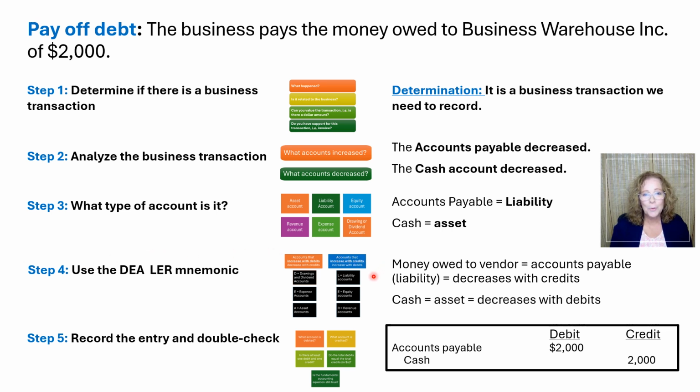Are you ready for step 5 to record the entry? We debit the accounts payable account for $2,000 and we credit cash for $2,000. And we can double check our work. Did we debit and credit an account? Yes. Do the total debits equal the total credits? Yes. Does the fundamental accounting equation still hold true?